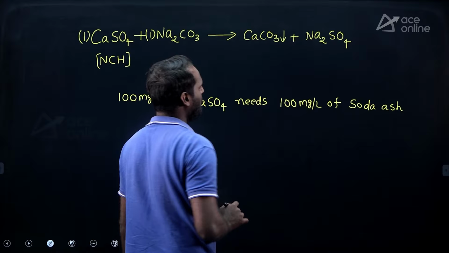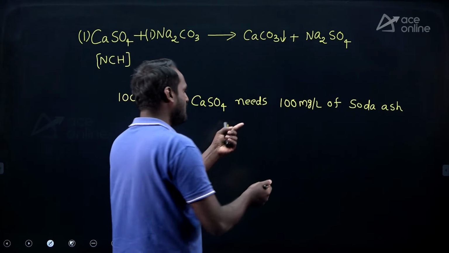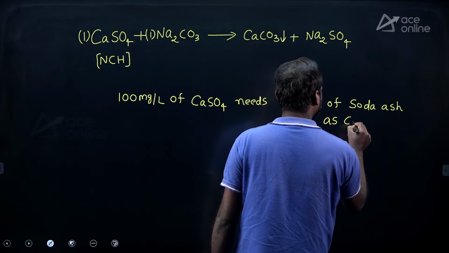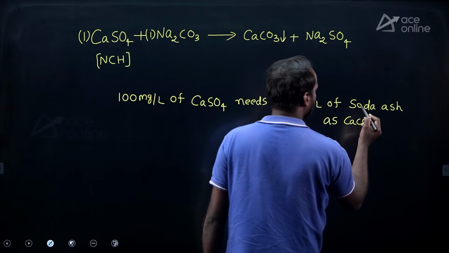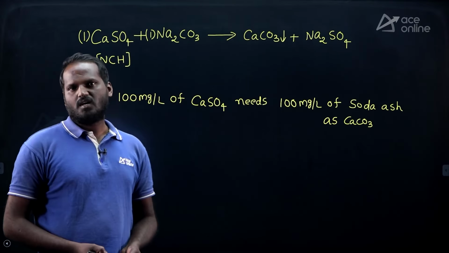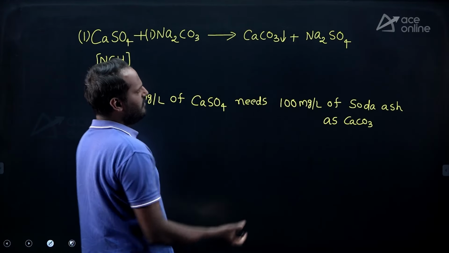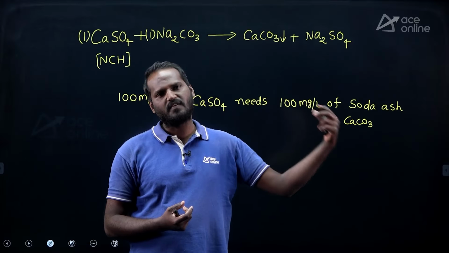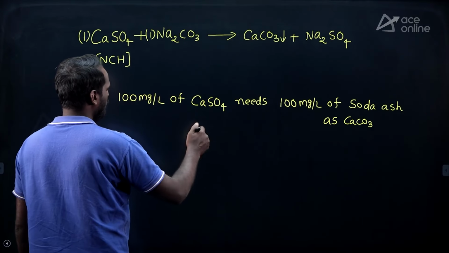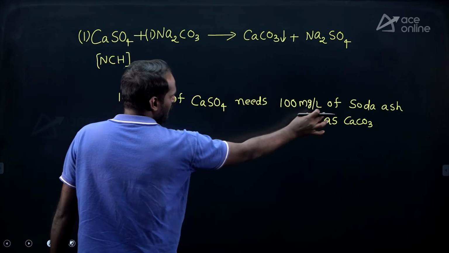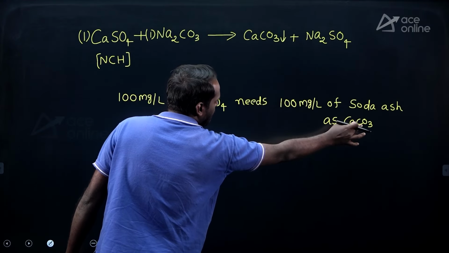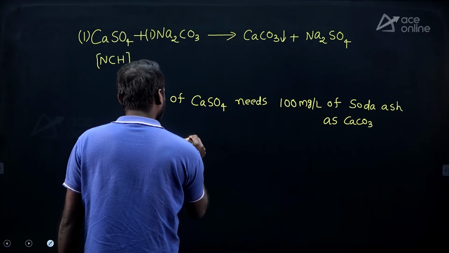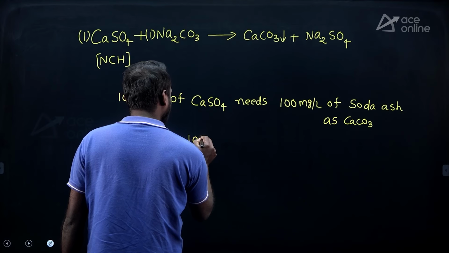But this 100 milligram per liter of soda ash is as CaCO3, you must understand this, but he is expecting your answer in terms of the soda ash compound. Therefore, you can convert any compound in terms of calcium carbonate to any other compound. For that, you need to do this, weight of CaCO3, 100 milligram per liter, right? Therefore, I am converting in terms of Na2CO3, weight is this.